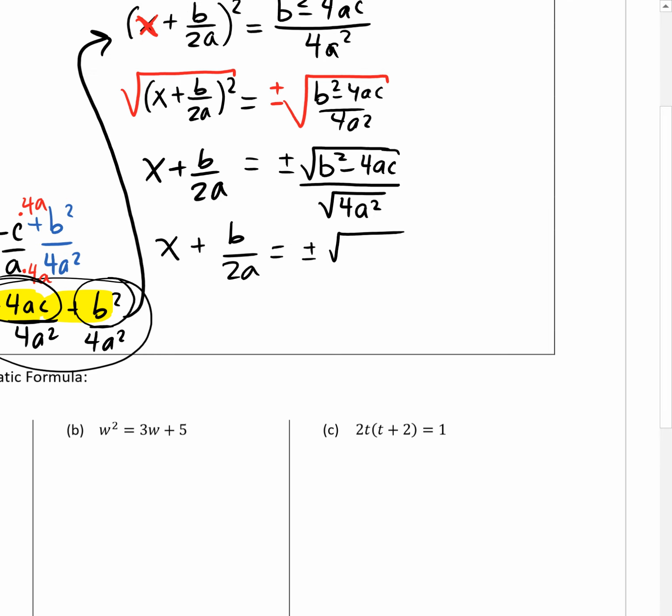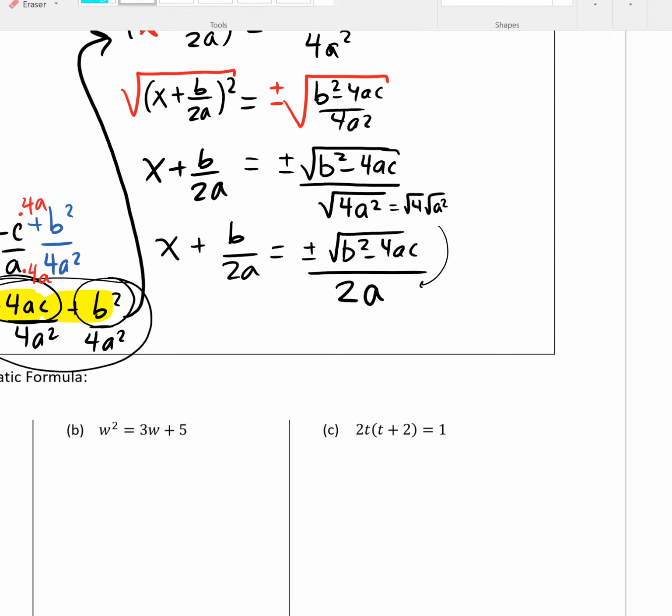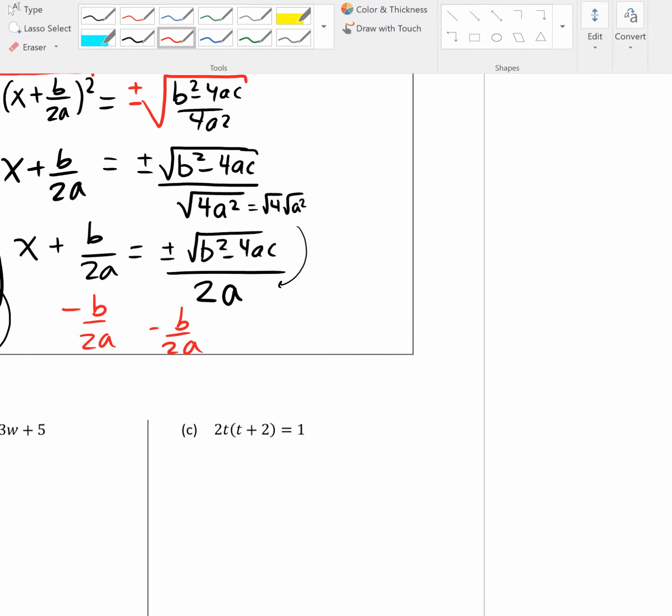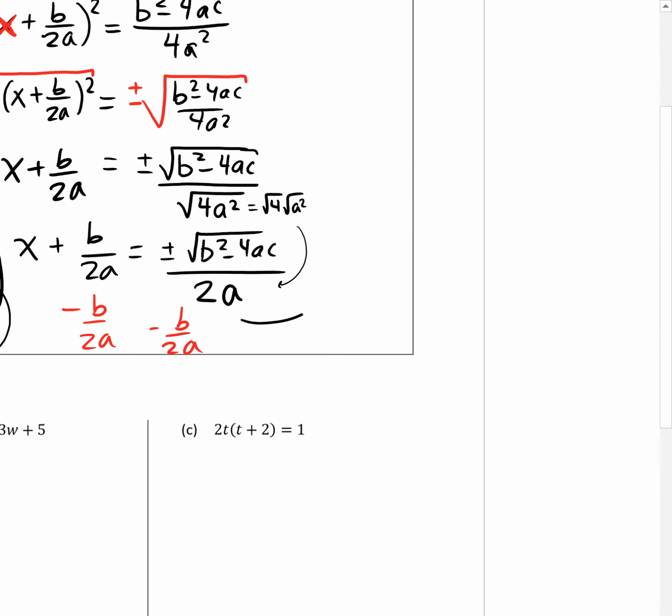So the numerator, there's not really hope for simplifying that. But the denominator, you have the square root of 4, that's 2. The square root of a squared is a. Yeah, because you can think of this as two separate roots. There we go. All right, now we almost have x solved for. I just need to move this b over 2a over. Subtract it. Okay. It's almost done. Let me rewrite it a little higher here. So x is by itself now.